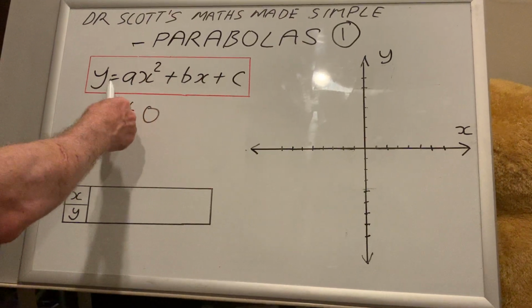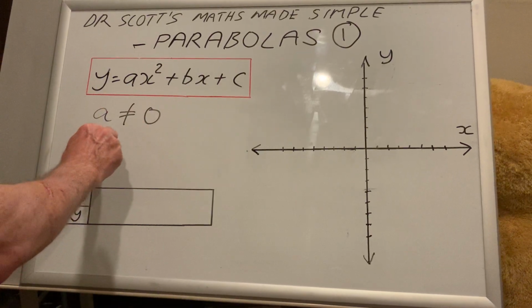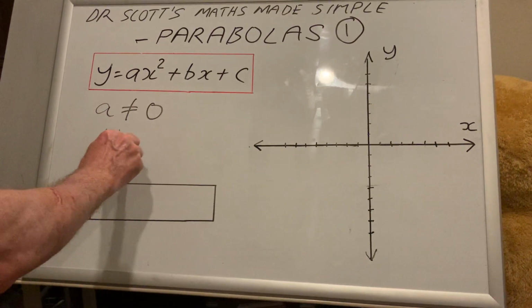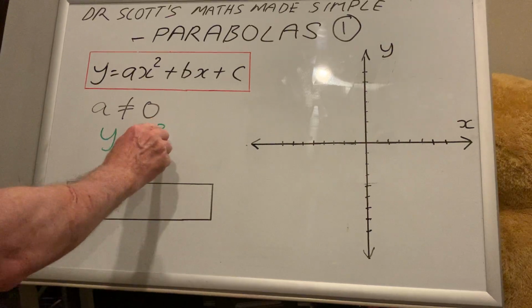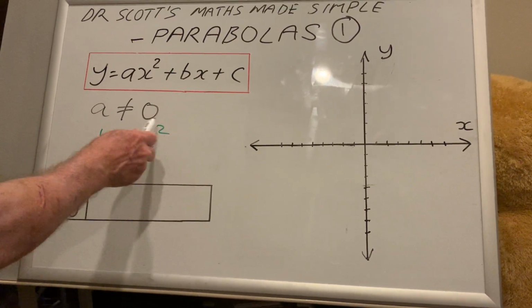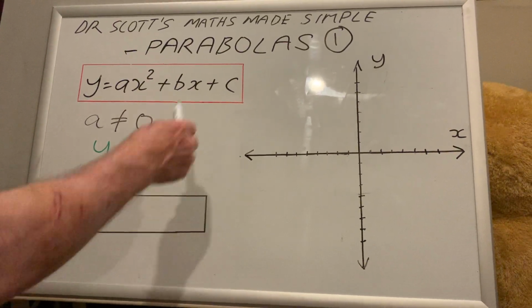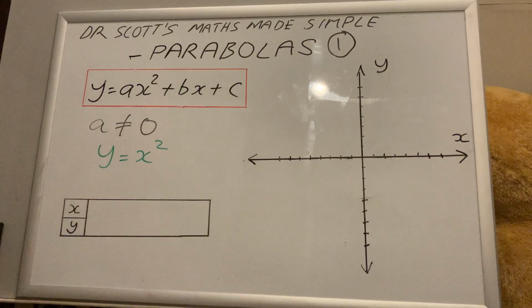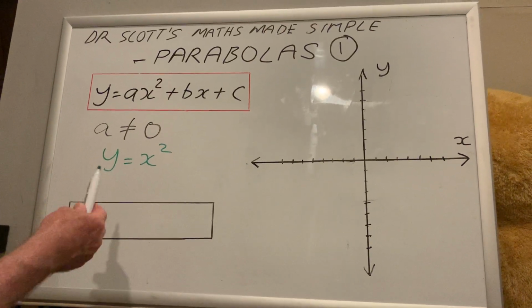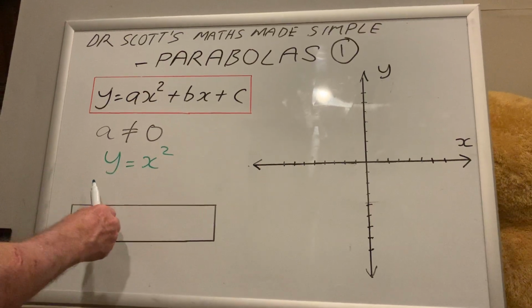What would happen if A equals 1? Well, then we would have y equals x squared. And in some ways, that's the simplest parabola, and that's probably something you're all fairly familiar with. But what does it look like on a graph? Well, the best way to find out is to substitute in some values for x and see what y equals.